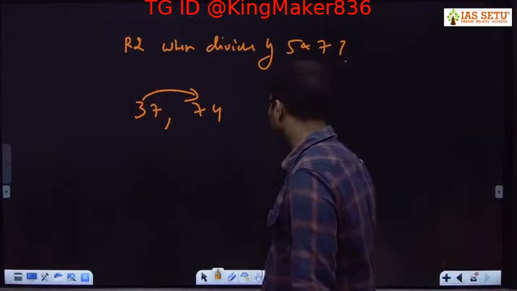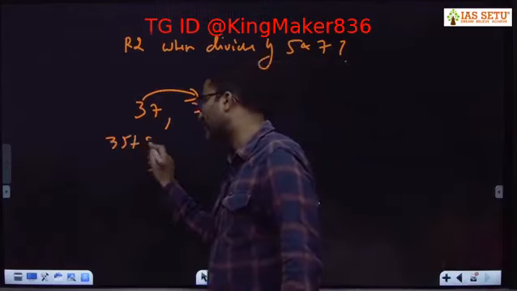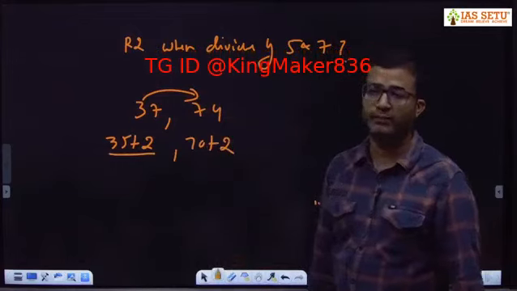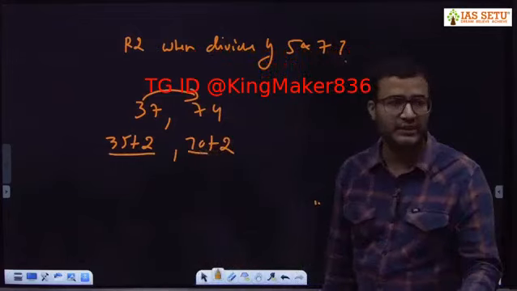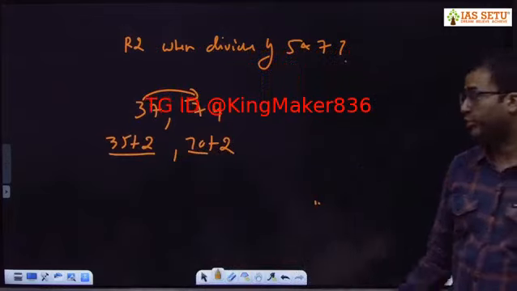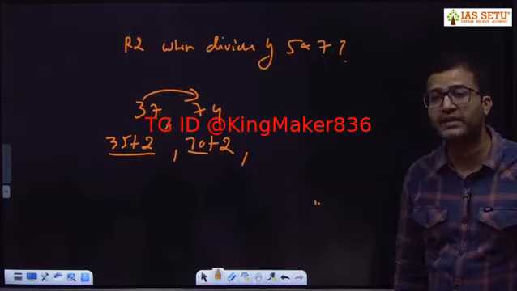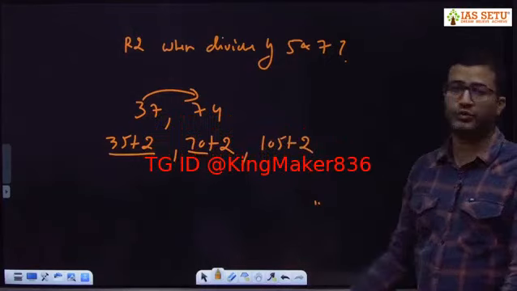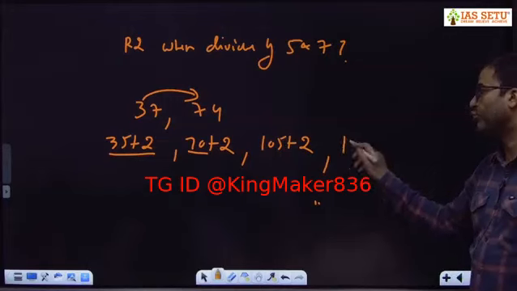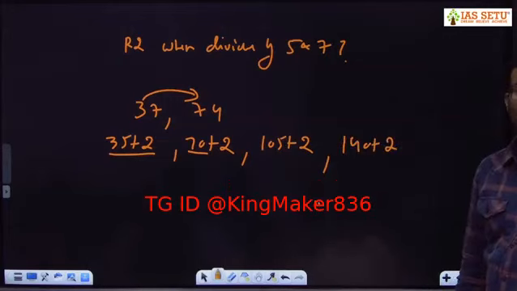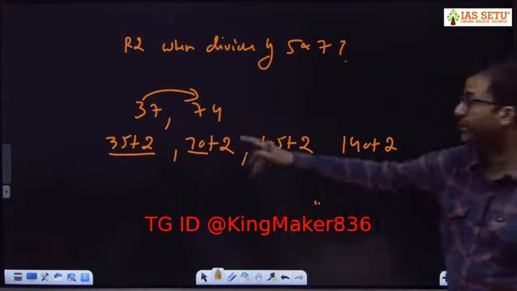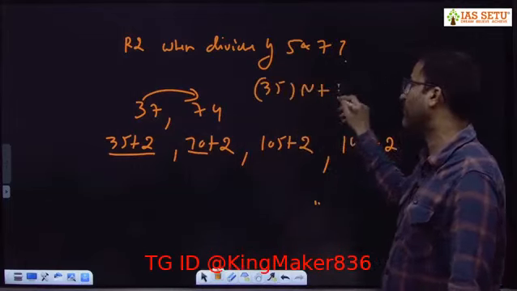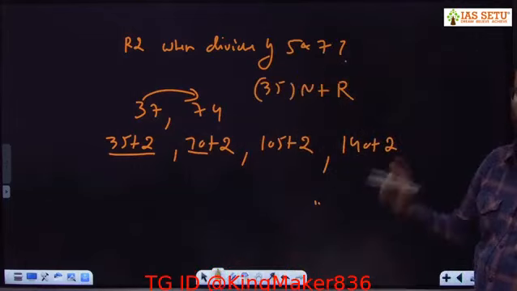Actually, the concept is 35 plus 2 will help you. Next number will be 70 plus 2. Why? Because 70 is exactly divisible by 5 and 7 and remainder 2. Tell me after 72 what will be the next number? 107. 105 plus 2. After 105 plus 2, 140 plus 2. So don't take a multiple of 37. The concept is multiple of 35 plus remainder will satisfy your question.